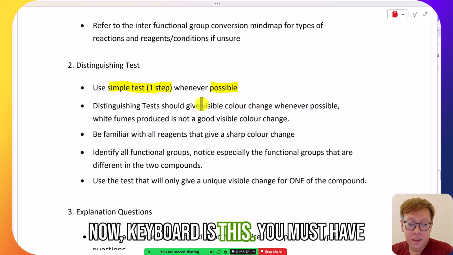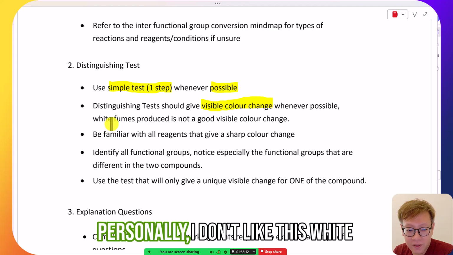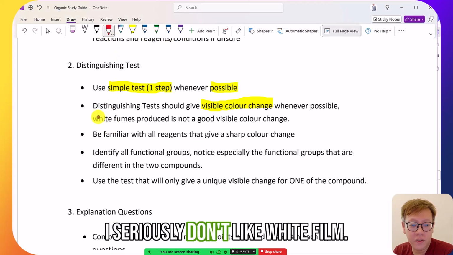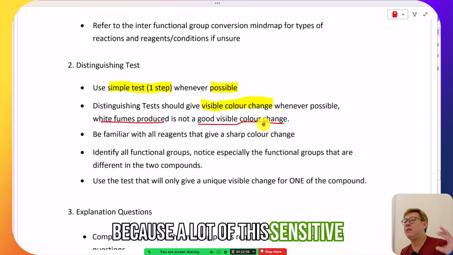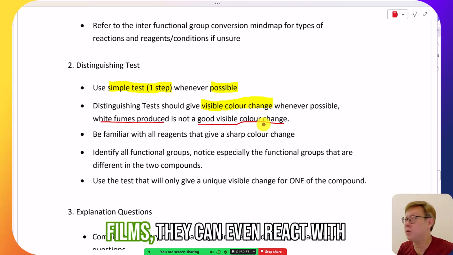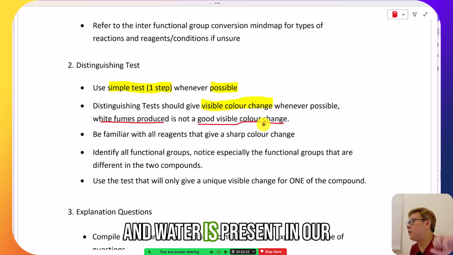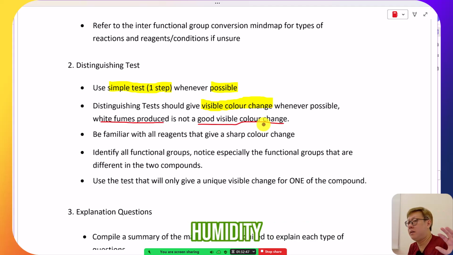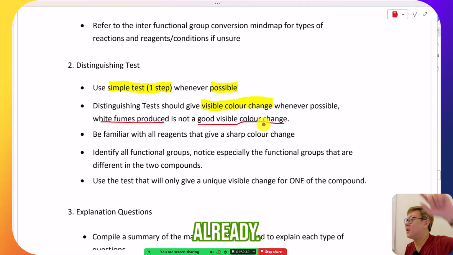Now, keyword is this. You must have a visible color change. And personally, I don't like these white fumes. I seriously don't like white fumes. Why? Because a lot of this sensitive compound, if they produce white fumes, they can even react with water to produce white fumes. And water is present in our atmosphere because Singapore has a very high humidity level.